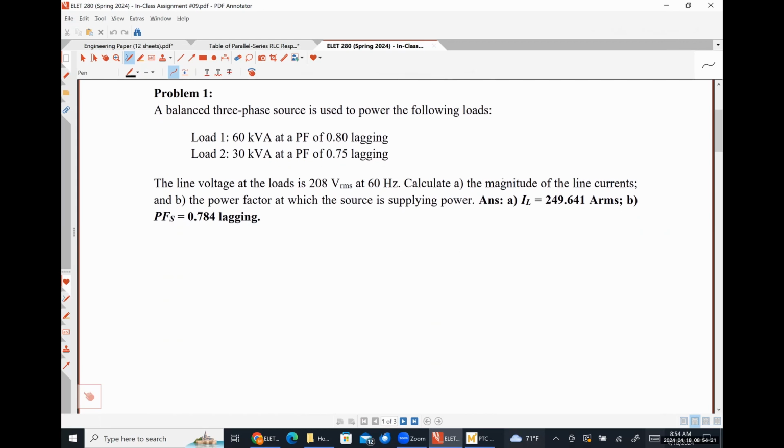So here's problem one. We are told that a balanced three-phase source is used to power the following loads. Then we're given information about those loads. We're told that the line voltage at the loads is 208 volts RMS at a frequency of 60 hertz. And we want to calculate the magnitude of our line currents and the power factor at which our source is supplying power. So I'm going to draw a simplified picture here, okay?